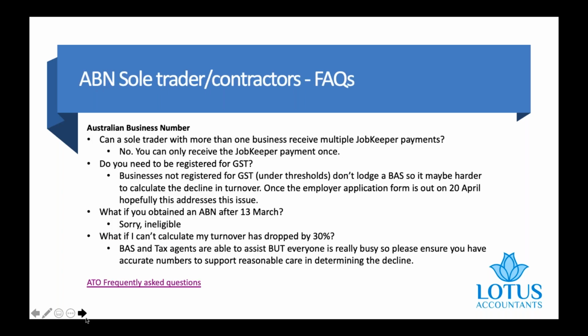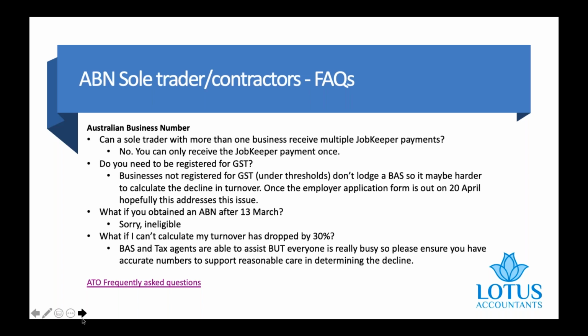For ABN sole traders and contractors, we are seeing a large number of questions, particularly around the entertainment industry and hospitality, because you're not generally long-term casual employees. And so what we're seeing is, can a sole trader with more than one business receive multiple JobKeeper payments? So the answer is no. It's either JobKeeper from one employer, or it's JobKeeper or JobSeeker. So you can't have multiple sources of the government assistance.